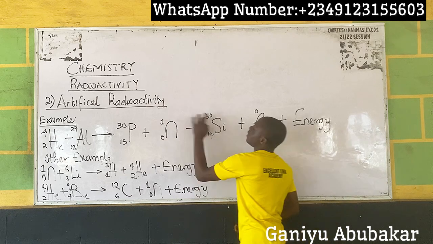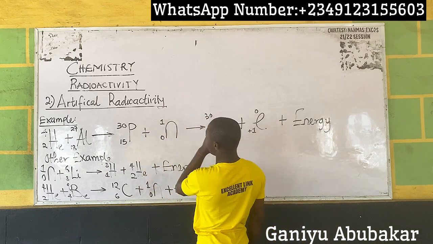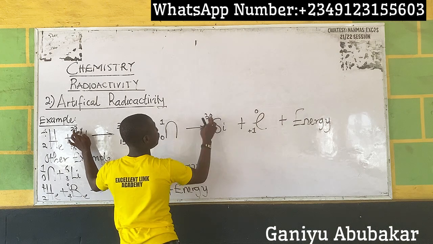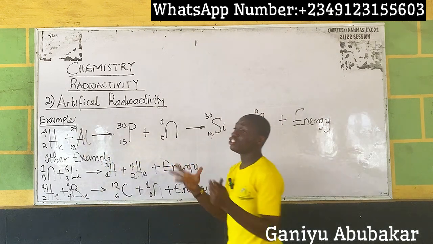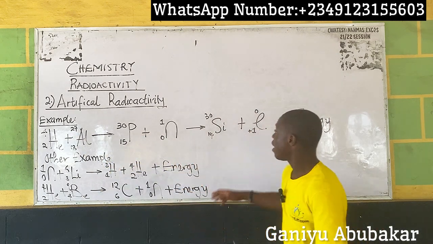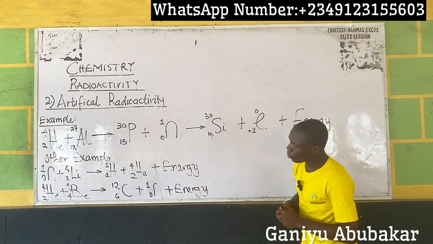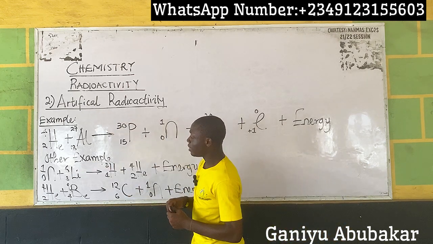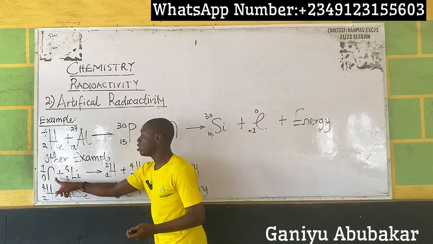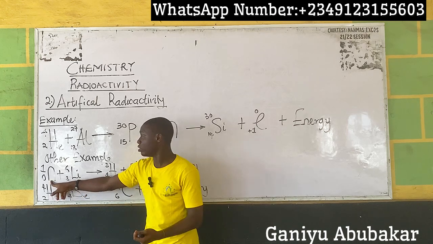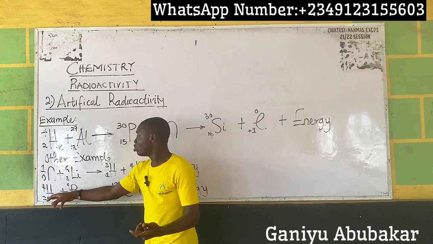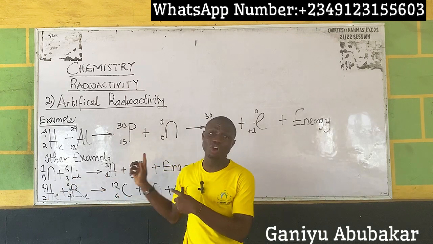So this gives 30, sorry, 31, 31. This gives just 30. So it means energy is being lost. So I have this explanation here. Another example of artificial radioactivity is simply combining lithium with a neutron, and also bromine with helium. So I'm just trying to understand the concept here.